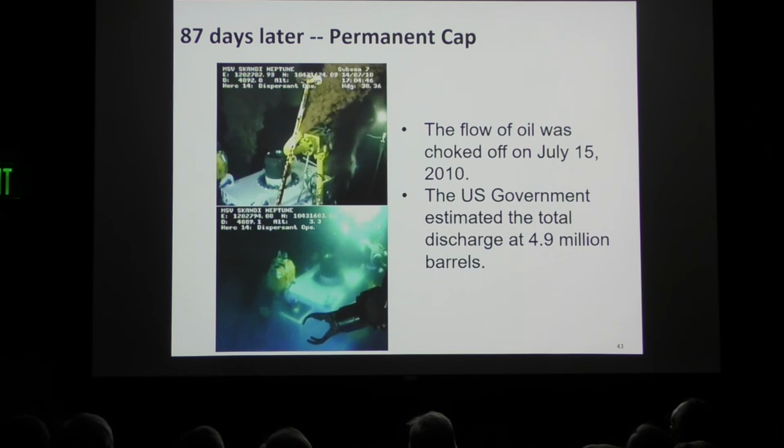But the top hat was only temporary. We had to permanently cap the well. And we did this 87 days later when the flow of oil was choked off on July 15th, 2010. And the US government estimated the total discharge of oil during those 87 days to be 4.9 million barrels.